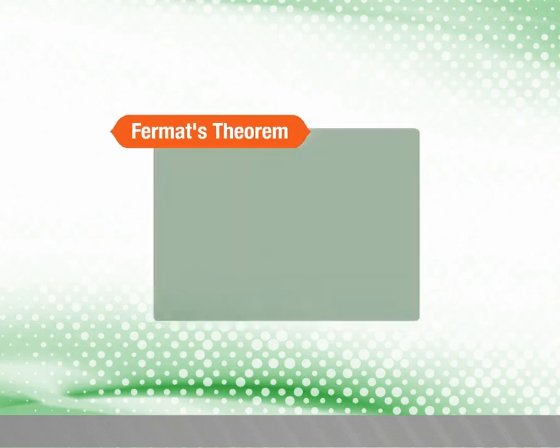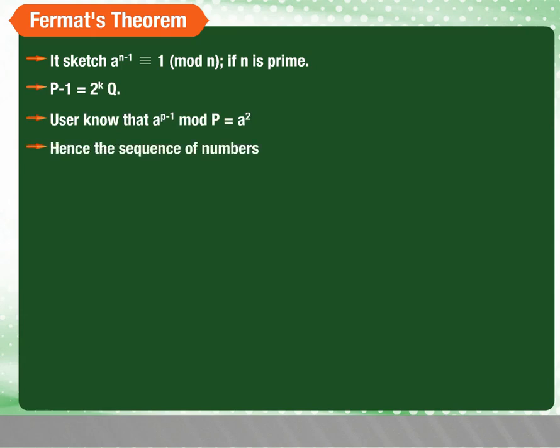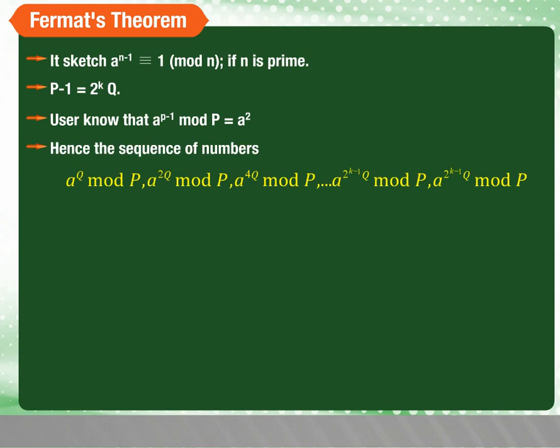Fermat's theorem. Here is the sketch of the proof. a power n minus 1 is congruent to 1 mod n if n is prime. p minus 1 is equal to 2 power k into q. We know that a power p minus 1 mod p is equal to 1. Hence consider the sequence of numbers a power q mod p, a power 2q mod p, a power 4q mod p, and so on up to a power 2 power k minus 1 into q mod p, and a power 2 power k into q mod p. The last number in the list has value 1.